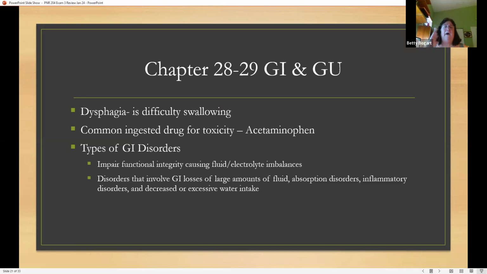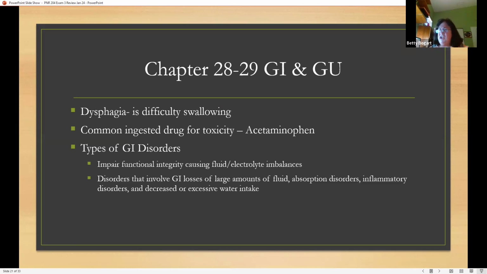Okay, GI, GU, abdomen. What do we need to know? Well, we know GI, mouth to anus. So dysphagia is difficulty swallowing. One of the GI problems and meds given to children regularly is acetaminophen. We have to be careful, and I always tell parents to write down, if a child's sick for a period of time and more than one person's taking care of that child, the medications they gave and the date and time so that they don't overdose these children, because it causes liver problems. It can really cause toxicity.